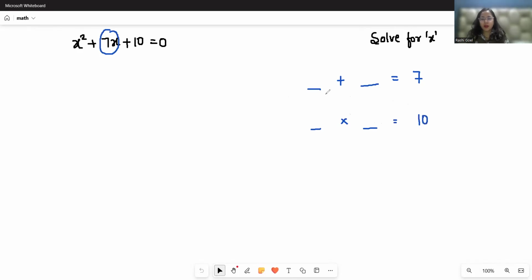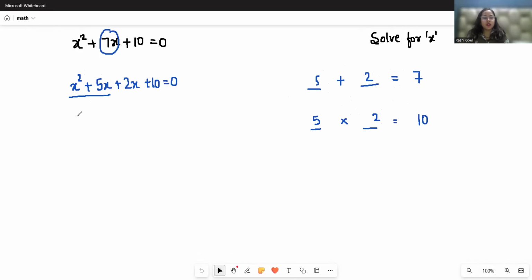So what two numbers? They can be 5 and 2, because when we add 5 and 2, we get 7, and when we multiply, we get 10. So we can write this 7x as 5x plus 2x, plus 10 equals 0.